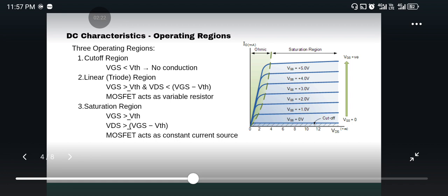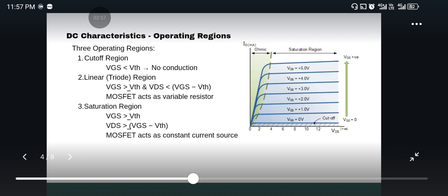DC characteristic operation regions. There are three major regions depending on the gate-to-source voltage and the drain-to-source voltage. First of all, the cutoff region. When VGS is less than VT, the threshold voltage, the MOSFET is off, so no channel is formed. The ID, the drain current, is equal to 0. Then the triode region: when VGS is greater than VT and VDS is small, the MOSFET behaves like a variable resistor. It is useful for analog control.